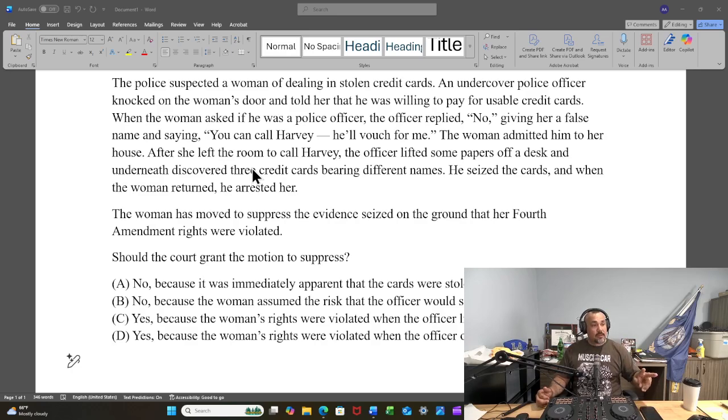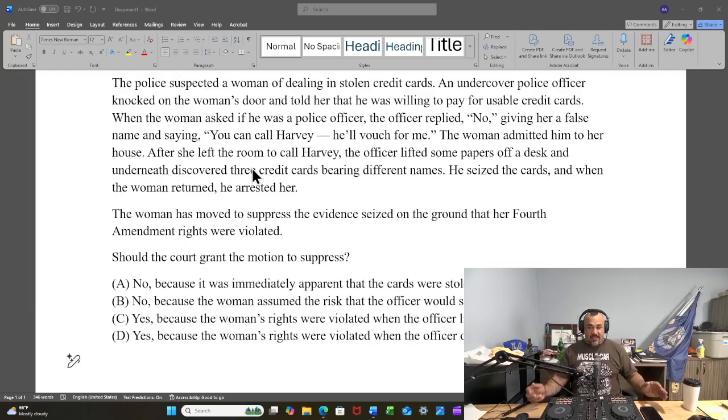Prong two, he can only take an action he's lawfully allowed to take. So when he lifted the papers off the desk, he did not have probable cause or a search warrant to lift those papers up. So his actions don't satisfy prong two, which means the credit cards are not in plain view. So this would not amount to plain view.